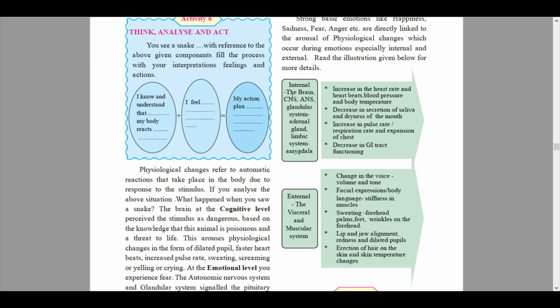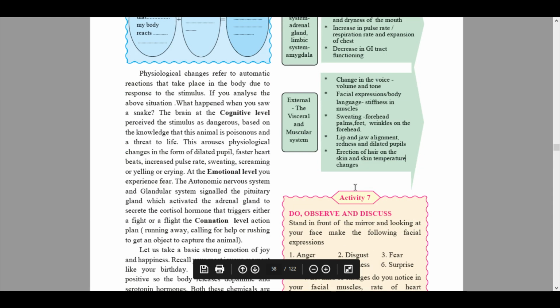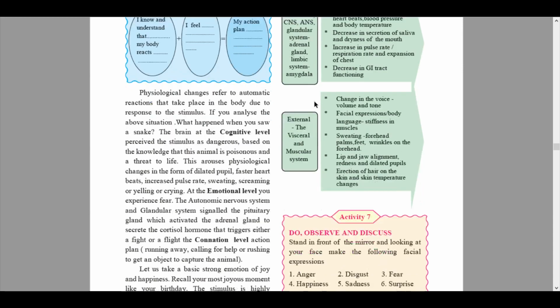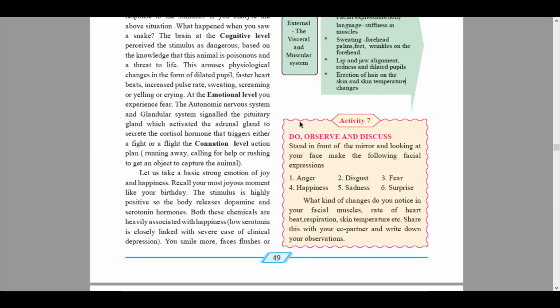palms, feet, wrinkles on the forehead, lip and jaw alignment, redness and dilated pupils, erection of hair on the skin and skin temperature changes. This is goosebumps. Just remember this as goosebumps and it will click to you that this is the erection of hair. This is just easy. Just take 10 minutes and go through this easily. It won't take you much time. Just go through this video properly. Pause where you do not understand.